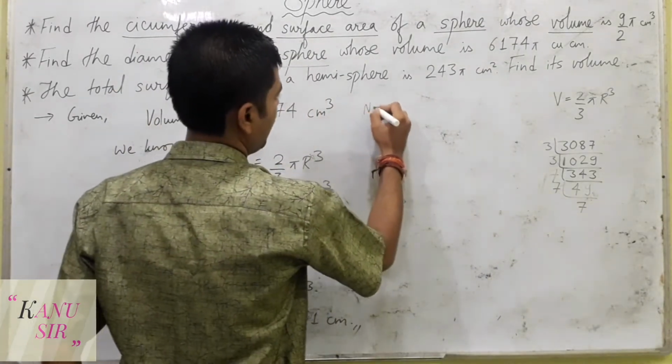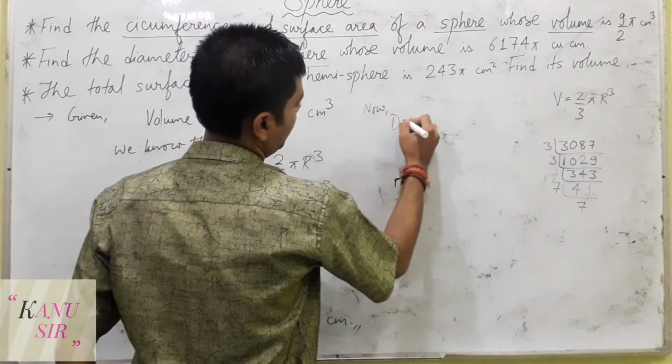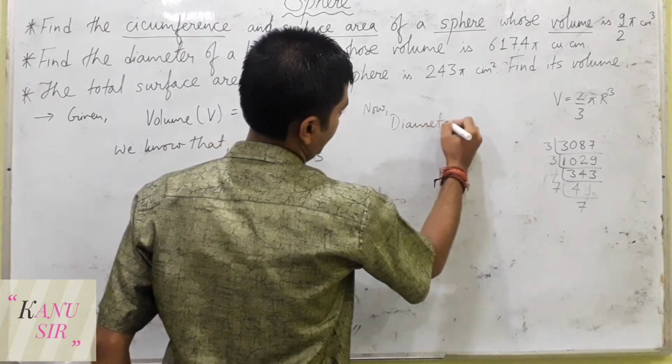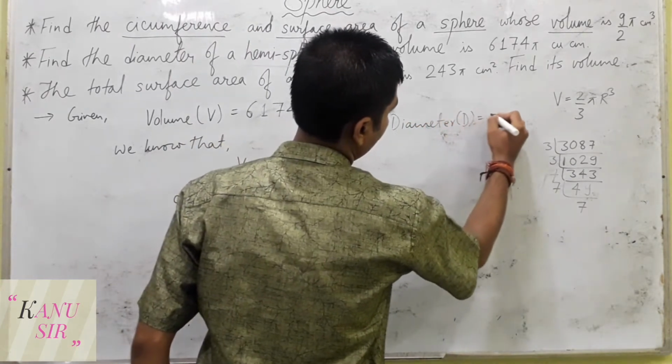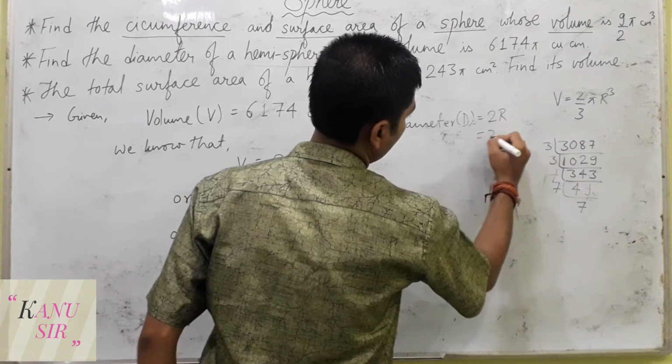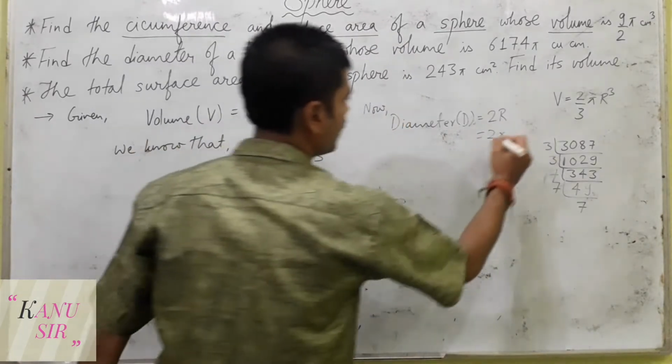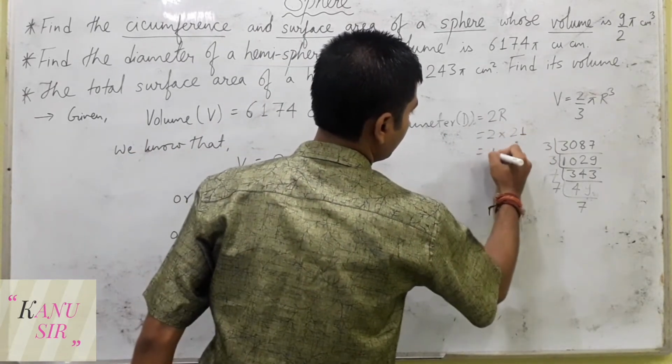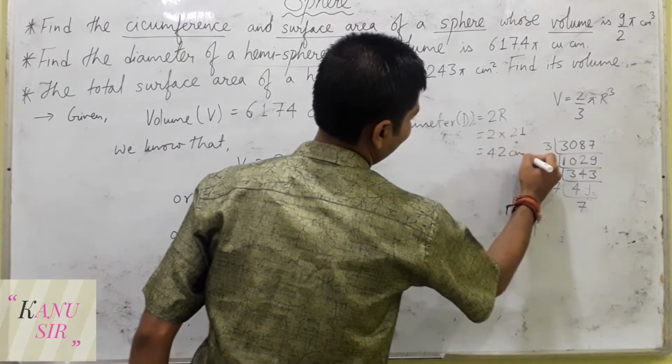So we'll write here now diameter. D is equal to 2 times the radius. So 2 into the radius 21, and hence the diameter comes to 42 centimeter.